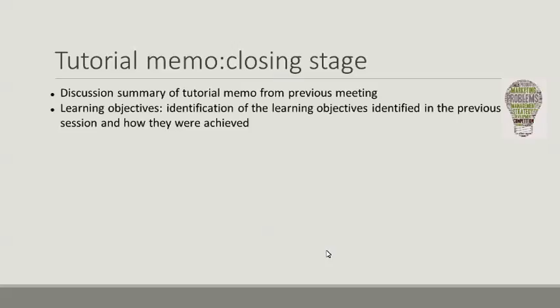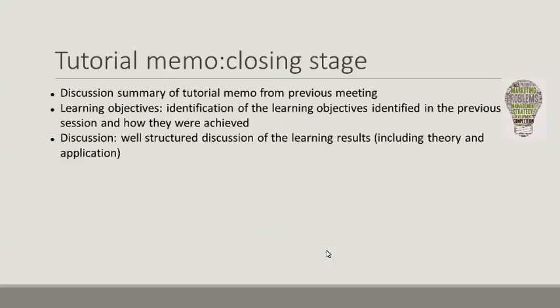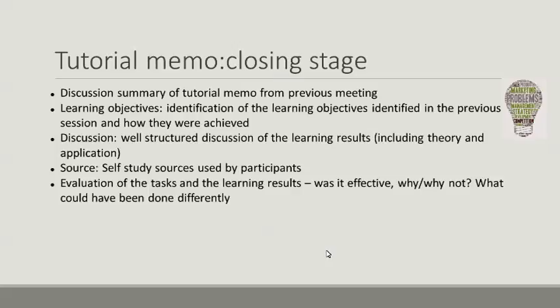The closing stage then. This should include a discussion summary of tutorial memo from previous meetings, the learning objectives, the identification of the learning objectives in the previous session and how they were achieved, the discussion, well-structured discussion of the learning results, including theory and application. It should list the self-study sources used by participants and include an evaluation of the tasks and the learning results. Was it effective? Why not? What could have been done differently?